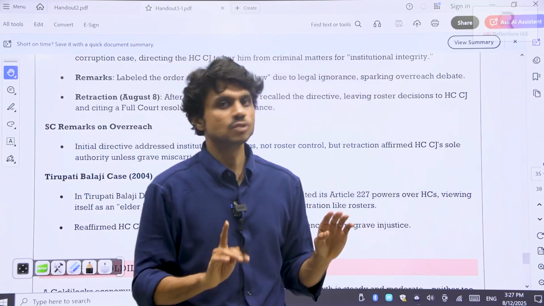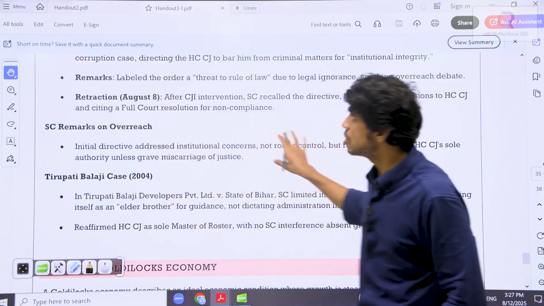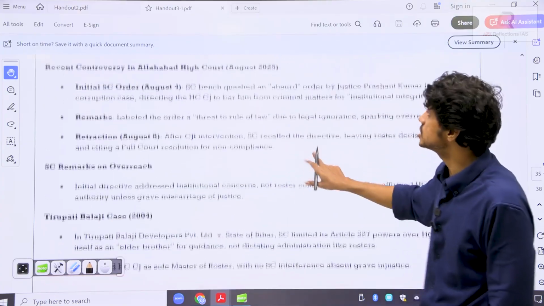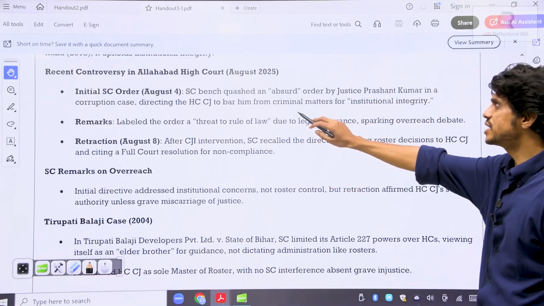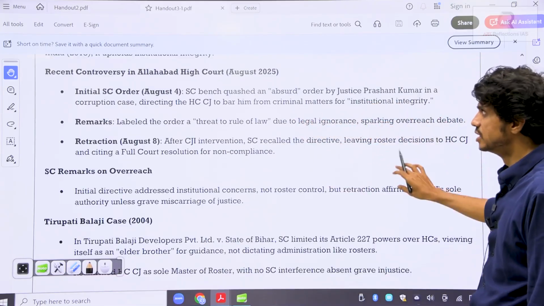Is it true? No. This was settled in the Tirupati Balaji case. In this case, there was a controversy. The Supreme Court initially said yes, it can do. The Supreme Court bench quashed an absurd order by Justice Prashant Kumar in a corruption case, directing a High Court Chief Justice to bar him from criminal matters for institutional integrity.